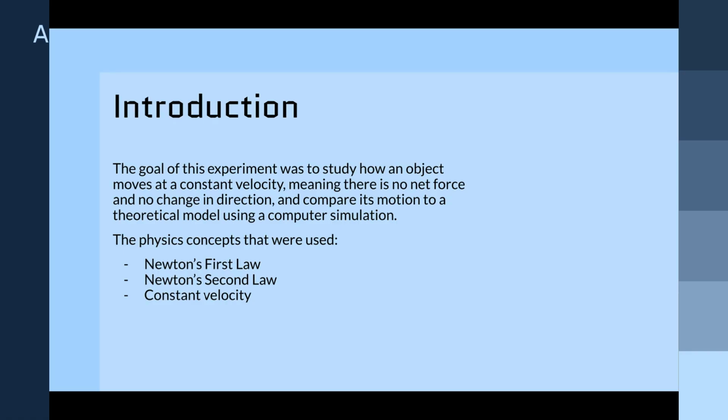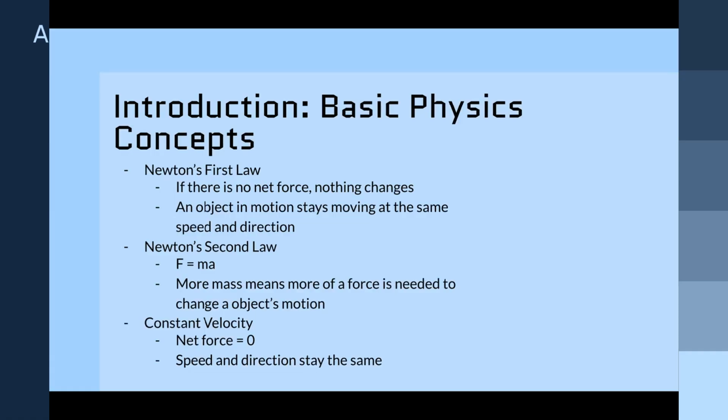The main physics concepts used in this lab were Newton's first law, Newton's second law, and constant velocity. Newton's first law says that if there is no net force, nothing changes. An object in motion continues moving at the same speed and in the same direction. Newton's second law states that F equals m times a. This means force equals mass times acceleration. If acceleration is zero, then the net force must also be zero. Constant velocity means net force equals zero, speed stays the same, and direction stays the same.